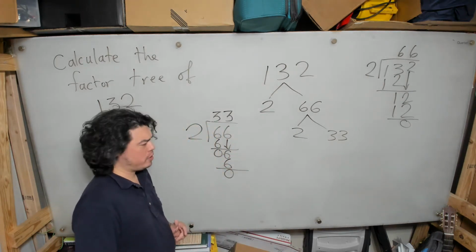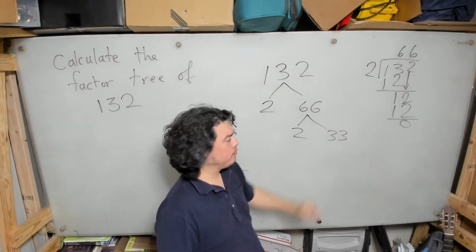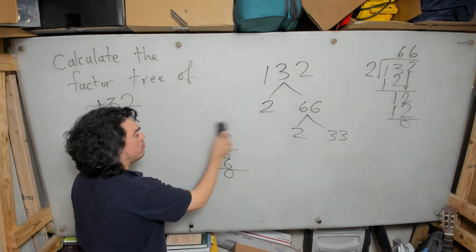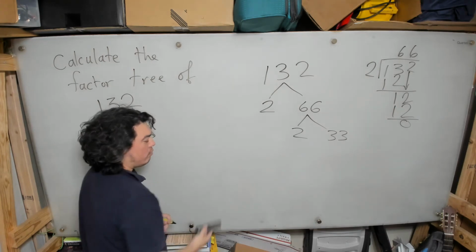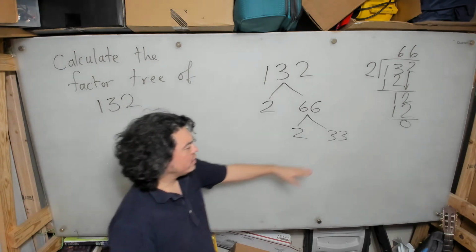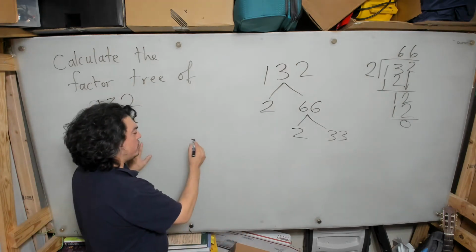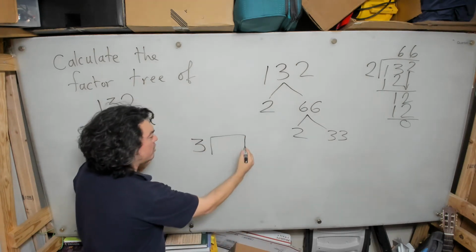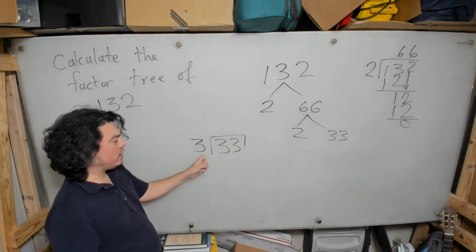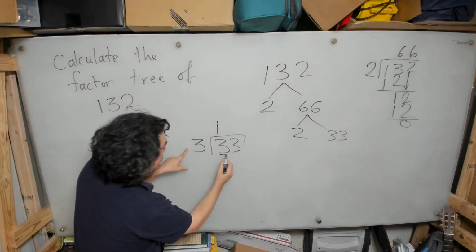Now I want you to observe here that this number, 33, does not end in an even number. So here is where we start to see something more interesting happen. Because we know that we cannot divide it by 2. But it's interesting that it looks like it might be divisible by 3. So let's try that here with long division. How many times does 3 go into 33? How many times does 3 go into 3? Of course, 1 time. 1 times 3 is 3.